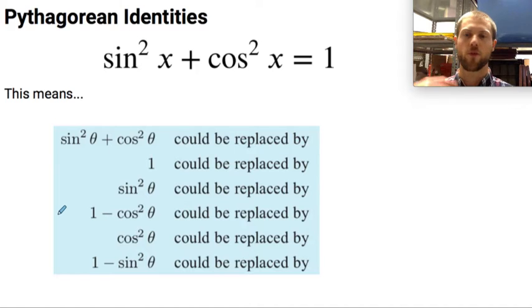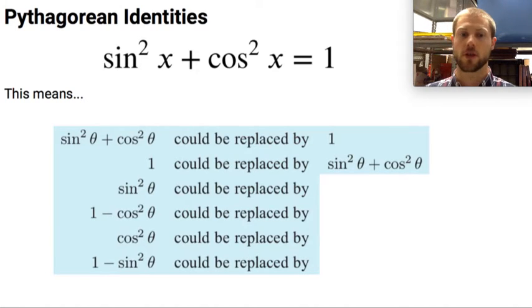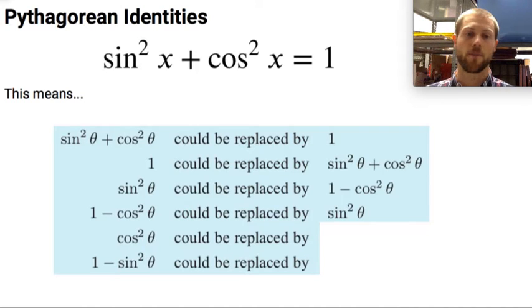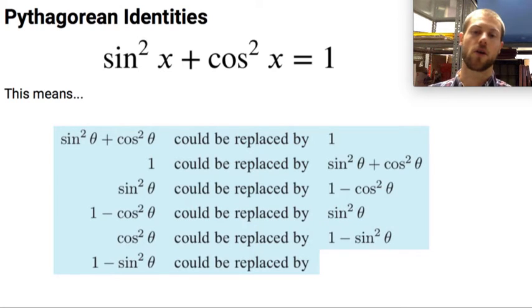Now, keep in mind that if we know this identity, we can rearrange this any way we like. I could also make these other replacements. Sine squared of theta plus cosine squared of theta can be replaced by just the number 1. The number 1 could then be replaced by sine squared of theta plus cosine squared of theta. Sine squared of theta could be replaced by 1 minus cosine squared of theta. 1 minus cosine squared of theta could just be equal to sine squared of theta. Cosine squared of theta could also be replaced then by 1 minus sine squared of theta, and if I were to clean that up or finish this out, 1 minus sine squared of theta could equal cosine squared of theta.